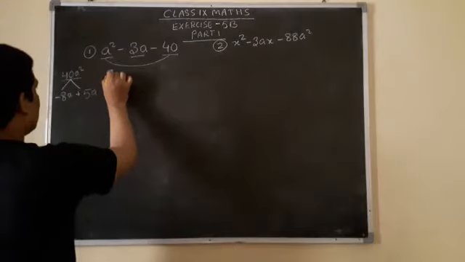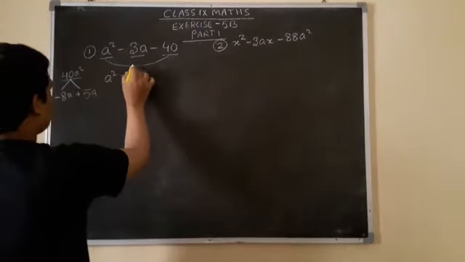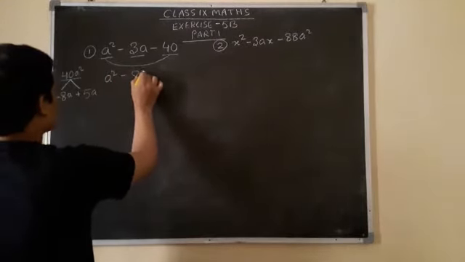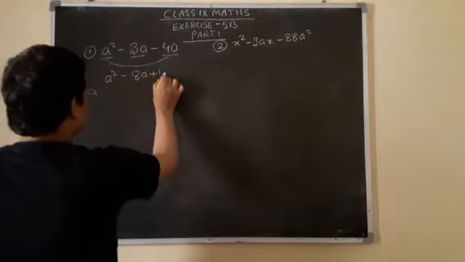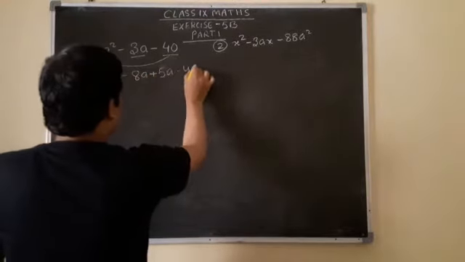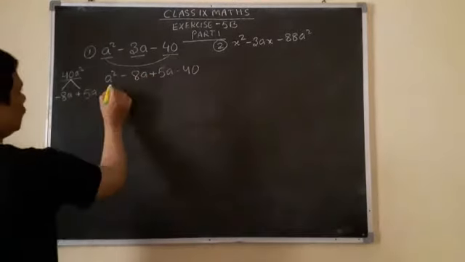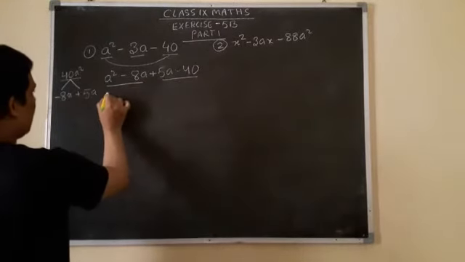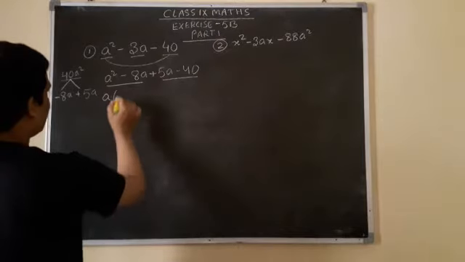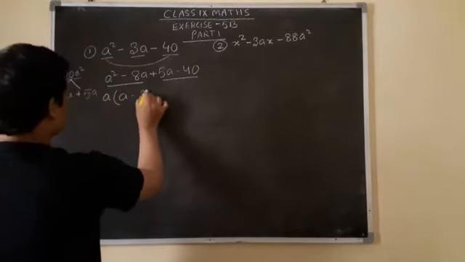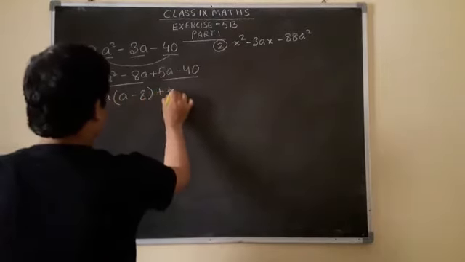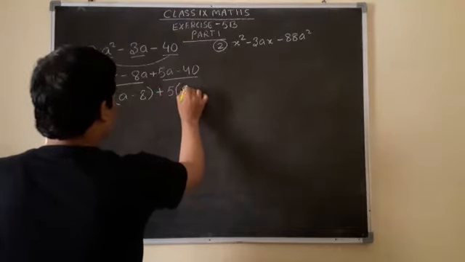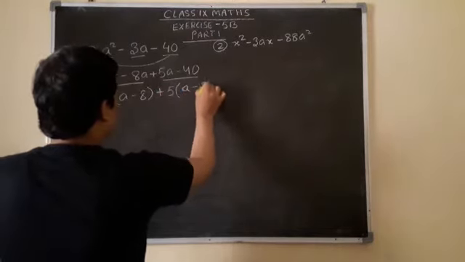So we can write a square, in place of minus 3a we will write minus 8a plus 5a, minus 40. Now we will make groups and take the common. What will be the common? a will be common here, a minus 8 inside the bracket, and from the other group we take 5 as common, so a minus 8.